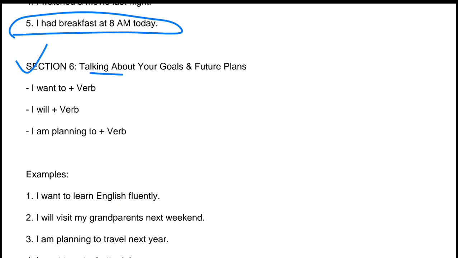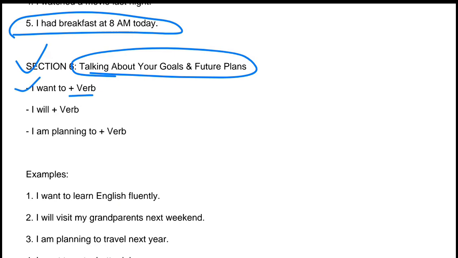Section 6 is when you talk about your goal and future plans, like you will say, I want to become an IAS officer, I want to speak English, I want to learn the grammar rule. You will simply say, I want to plus verb, I will plus verb, I am planning to plus verb. How is it so? I want to learn English fluently.